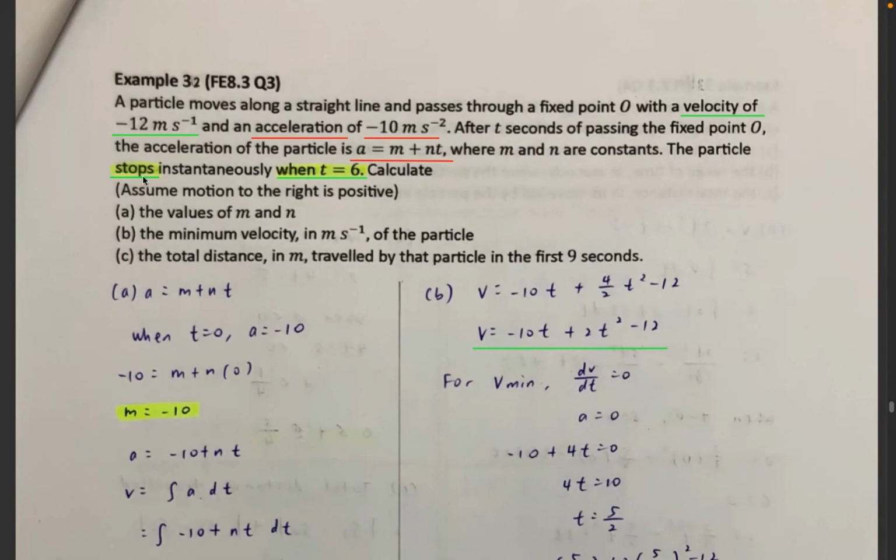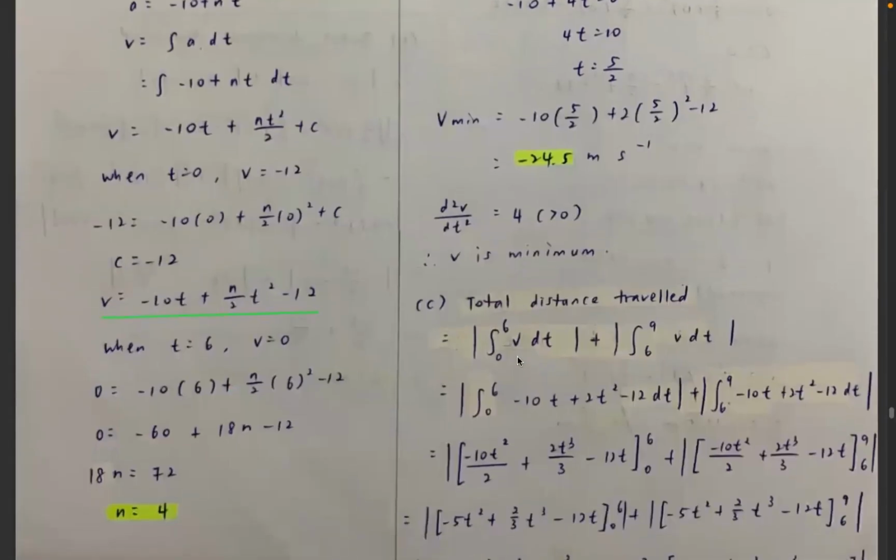Then let's check the question. When a particle changes direction, v is 0. And the question told us the particle stops. That means v equals 0, t equals 6. So in this case, you have to do your integration separately. Integrate from 0 to 6 v dt plus integrate from 6 to 9 v dt, because the particle changes direction when t equals 6.